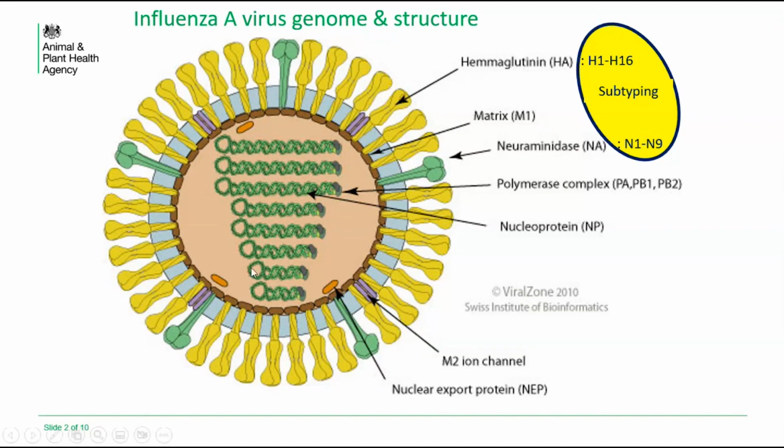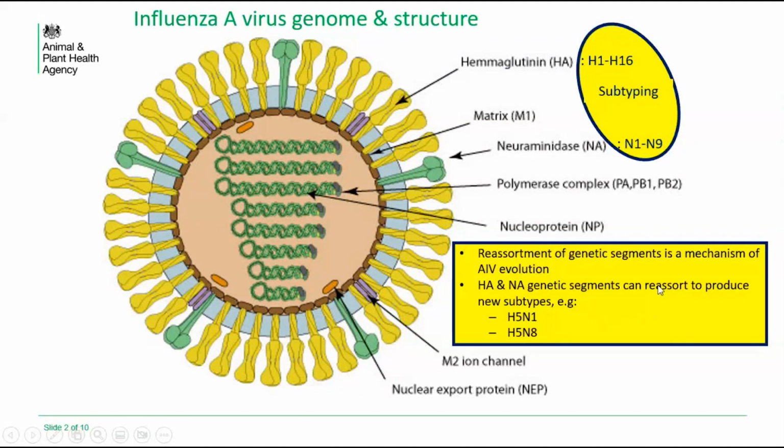Now, inside the virus, inside the core of the virus, where I'm moving the cursor now, you can see 8 genetic segments. The largest one, segment number 1, is at the top, and at the bottom you've got segment number 8. The hemagglutinin is encoded here by segment number 4, and the neuraminidase, whatever subtype they may be, is encoded by segment 6. So what does happen is that you get reassortment of genetic segments as a mechanism of avian influenza evolution. This is equivalent to shuffling 2 packs of cards and we're taking out 1 packet of card. So this is how the HA and NA segments reassort to produce new subtypes.